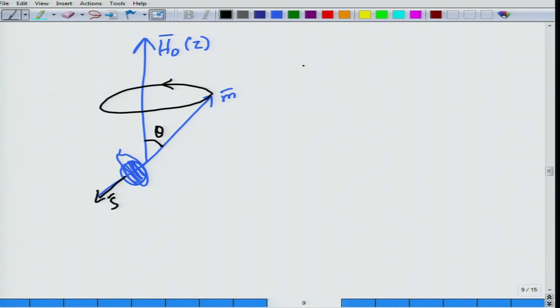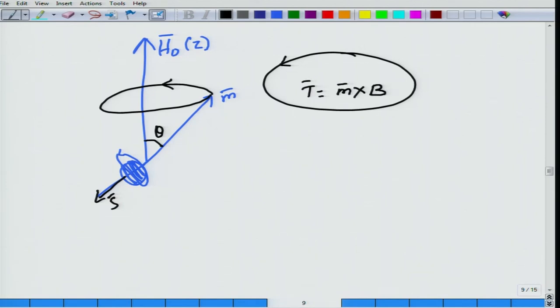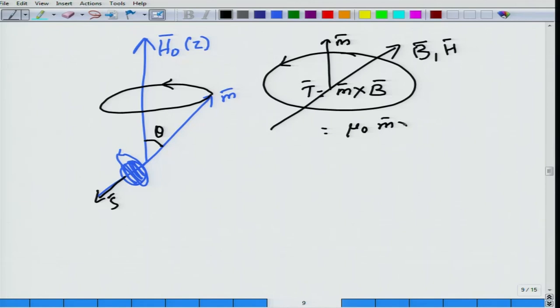In fact, you can obtain a simple equation that relates this m and the magnetic field H0 by realizing that whenever there is a magnetic moment, the torque on the magnetic moment is given by m cross B, where B is the applied magnetic field. So if the applied magnetic field B or H is given, and the magnetic moment vector m is known, then the torque experienced by this magnetic moment, which you can picture in the form of a loop, will be given by the cross product between m and B. Since B is μ₀ times H, which we have assumed here, the torque is μ₀ m cross H.